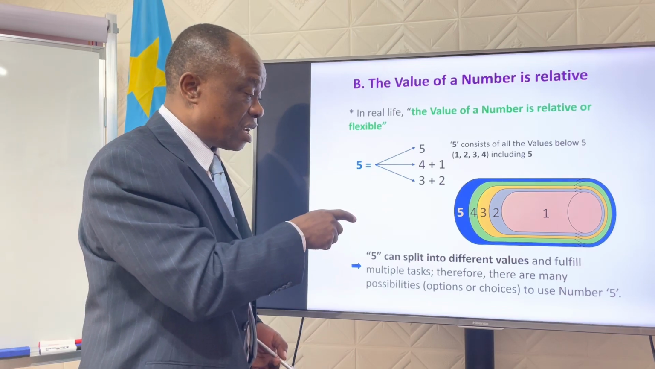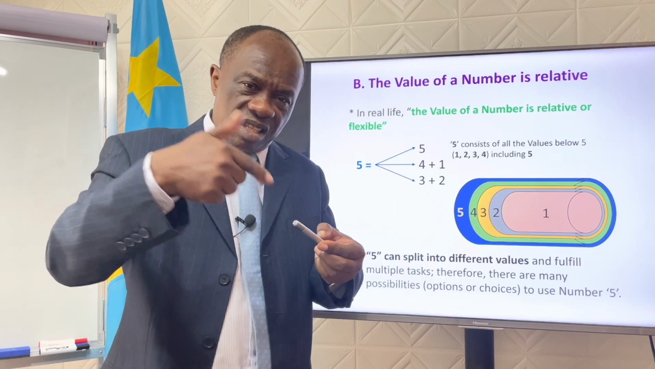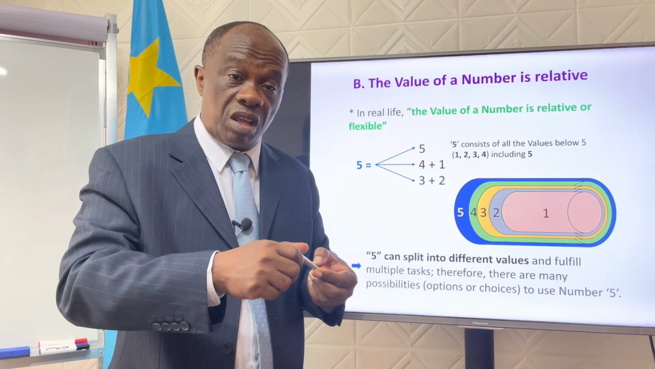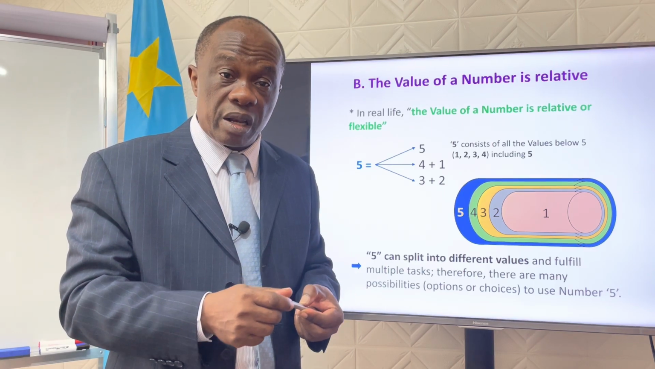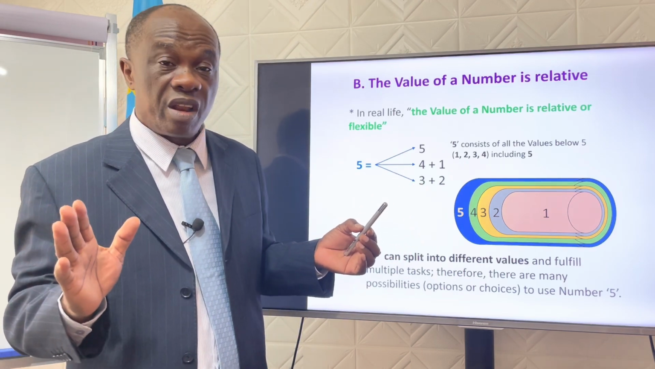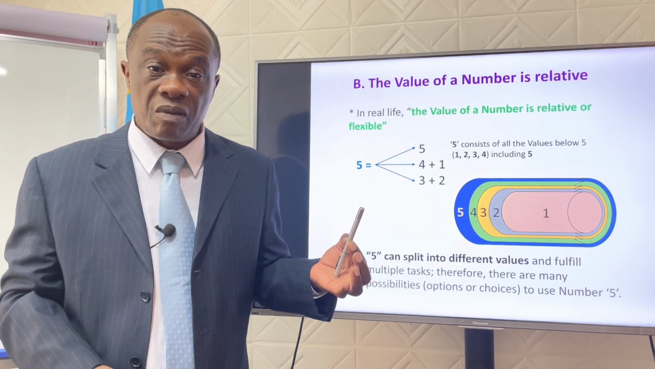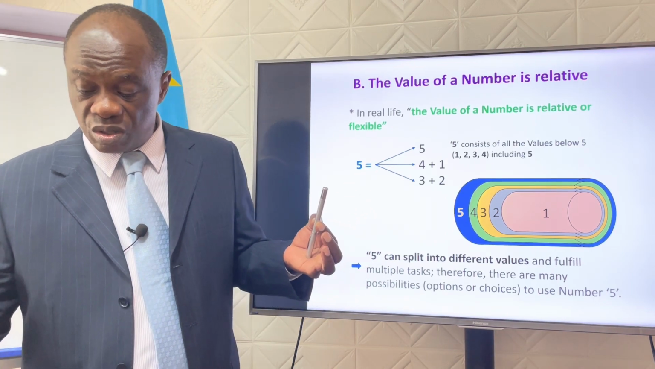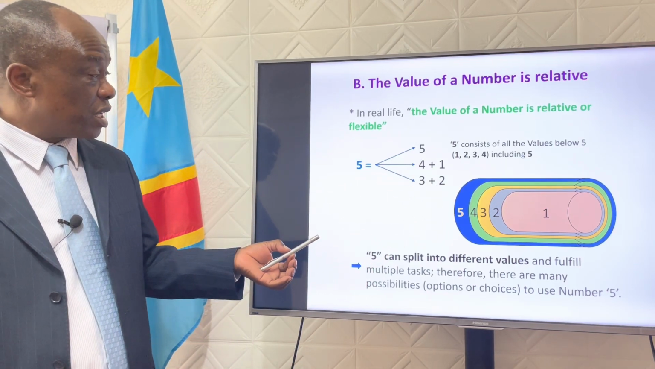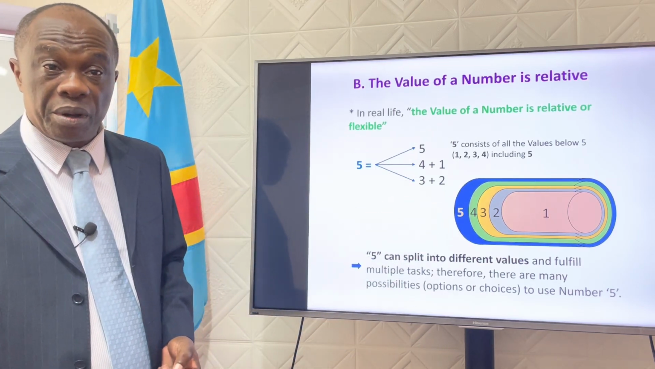So you understand that inside number 5, there is 4, 3, 2, 1. That's what it means, relativity of number. So a number is relative that way. So you can compute, of course. You can calculate now the relative value of a number.